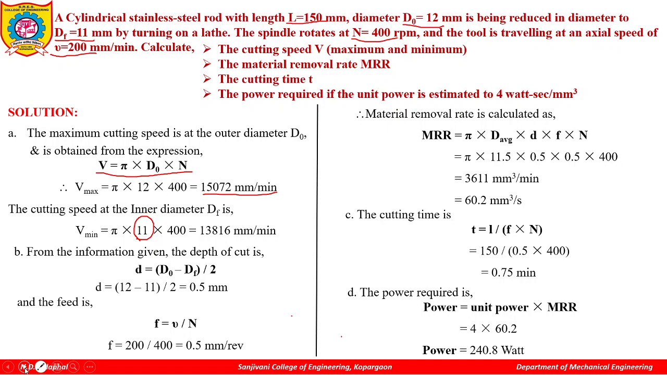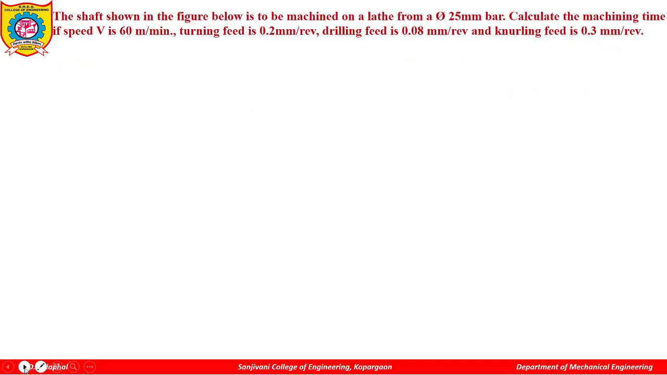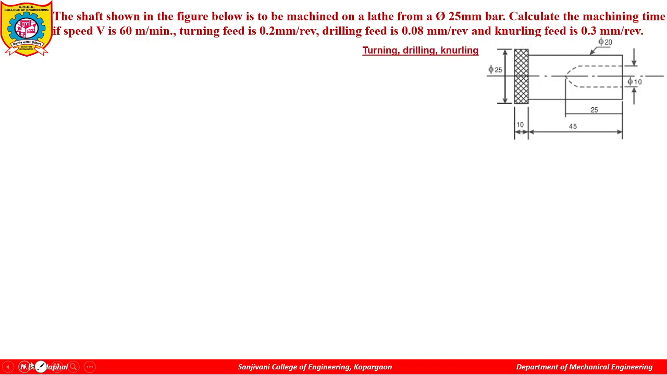So this is the numerical. Next numerical we will see. The shaft shown in the figure below is machined on a lathe machine from 25 mm bar. Calculate machining time if speed V is 60 meter per minute. Turning feed is 0.2 mm per revolution, drilling feed 0.08 mm per revolution, knurling feed is 0.3 mm per revolution. Now this figure is given here.